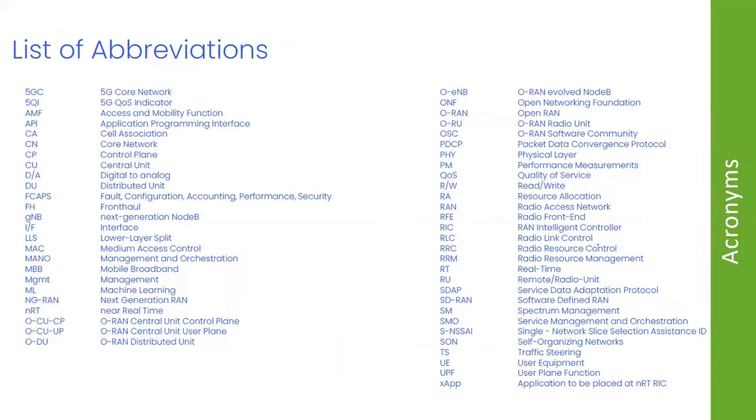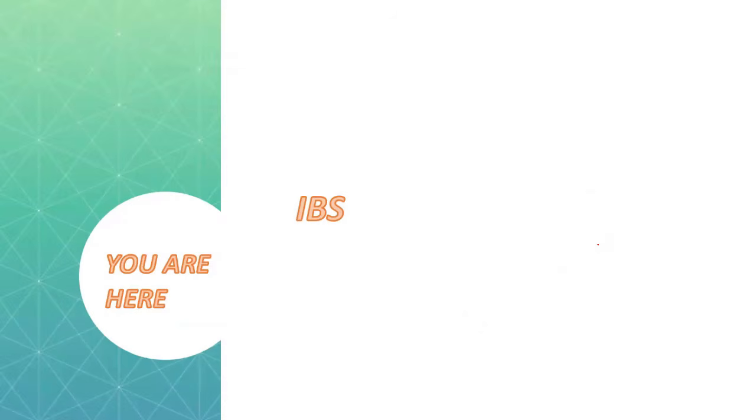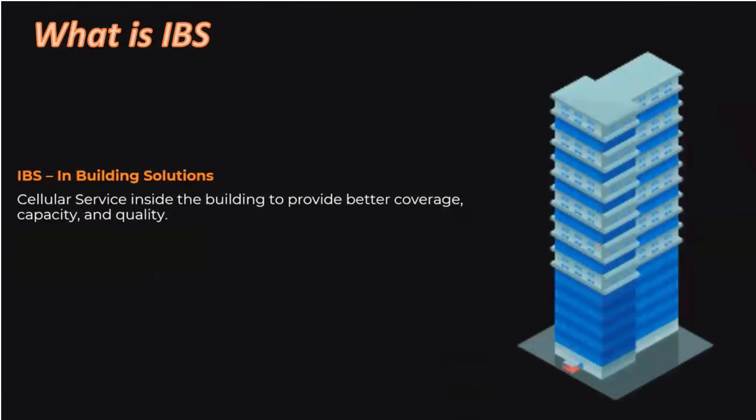These are a few acronyms. So let's jump to IBS, in-building solution. What is IBS? IBS is the cellular service inside the building to provide better coverage, capacity, and quality. And how does it do that? It does it with the help of DAS, distributed antenna system, with the help of which we can evenly distribute signals in all the target areas.